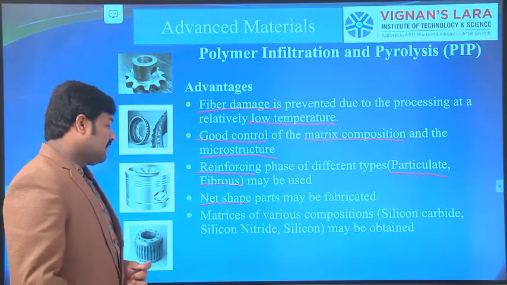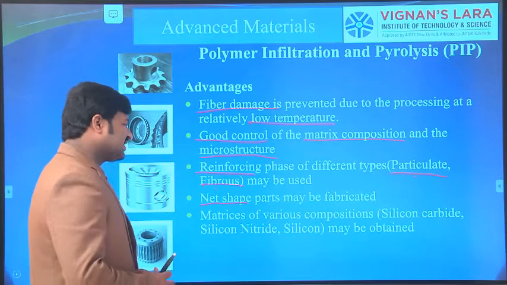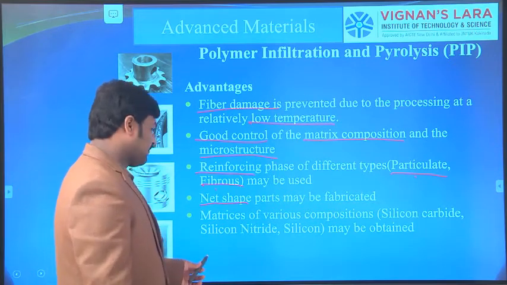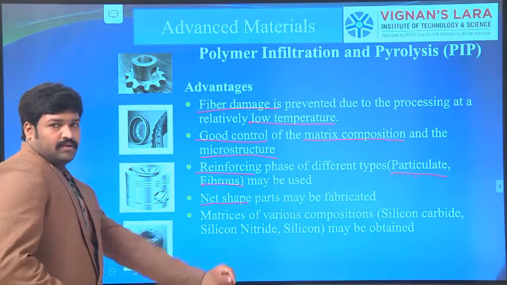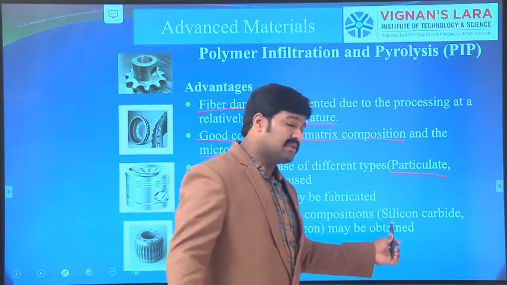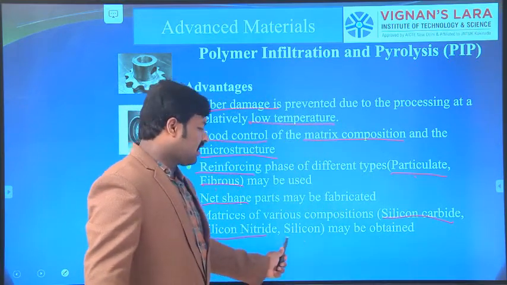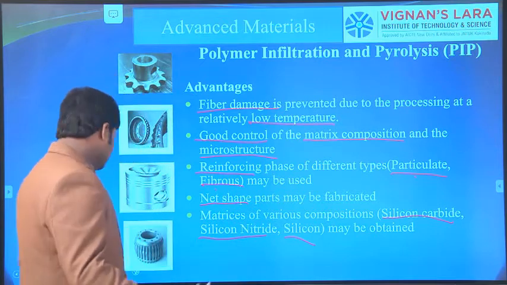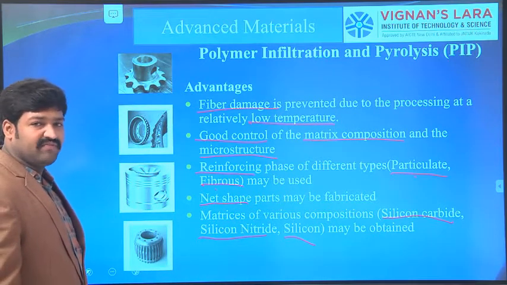The next one is matrices of various compositions. Matrices like silicon carbide, silicon nitride, and silicon may be obtained. By heating the polymer we can get different things. Depending upon the polymer we can get silicon carbide, silicon nitride, or silicon. These three types of matrix can be obtained by means of this PIP.